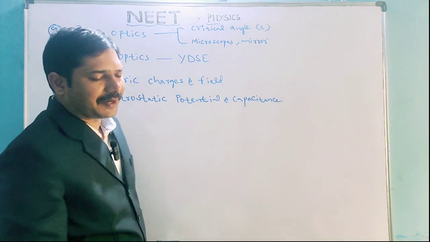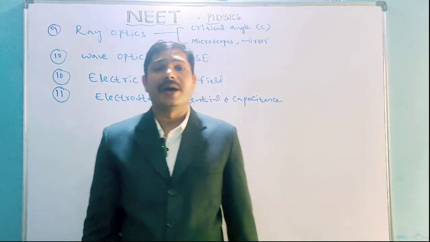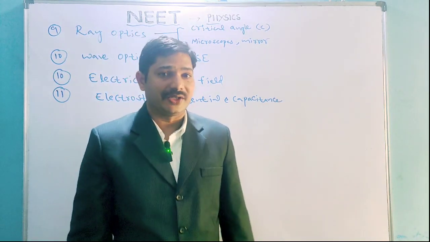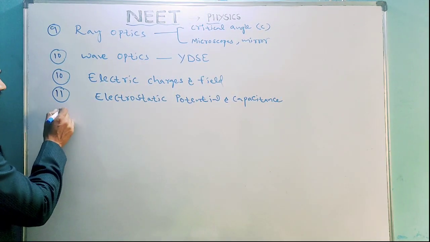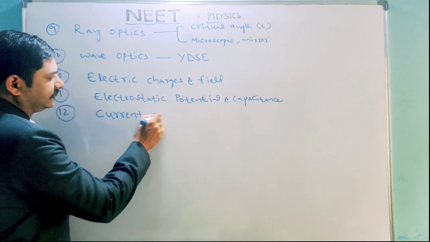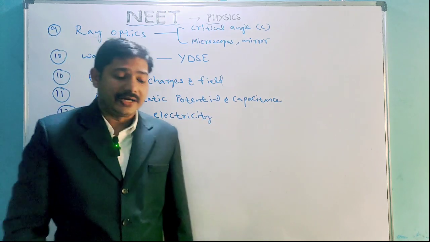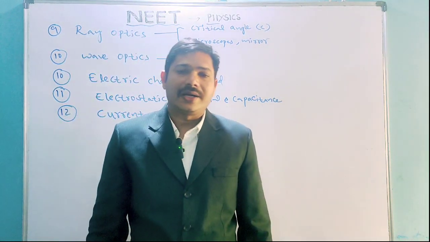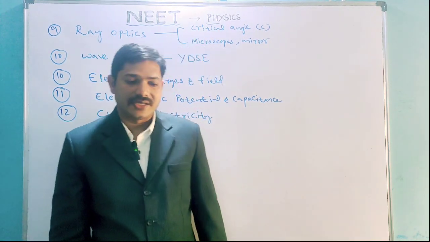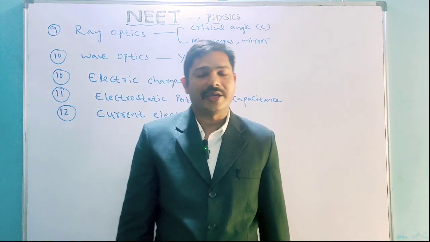So about capacitance, problems like the parallel plate capacitor, capacitors in series and parallel, and diagram-based questions are likely from electrostatic potential and capacitance. Then current electricity. From this chapter, the combination of resistors in series and parallel, and meter bridge problems are likely.